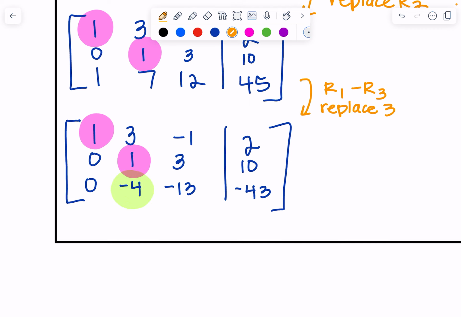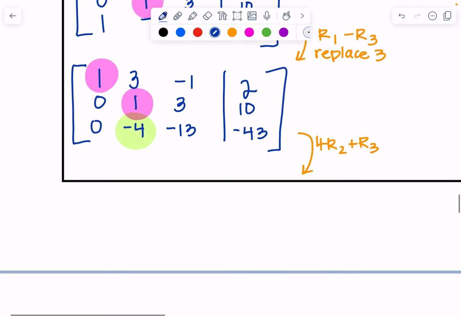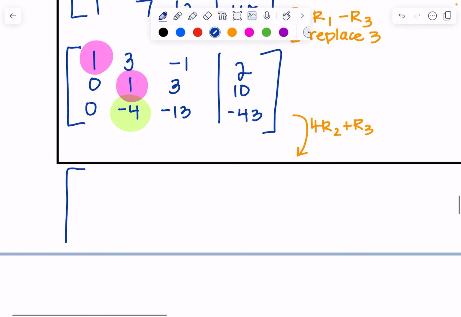And so to go to my next matrix, which I think I'm going to have to jump to the top of the page, I'm going to utilize these two numbers to try to get that negative 4 to be a 0. So what I'm going to do is 4 times row 2 plus row 3, and that will give me a 0 where that green negative 4 is. Okay, so I'm going to write the matrix here, but I'm going to end up dragging it up to the top. So here is my new matrix.